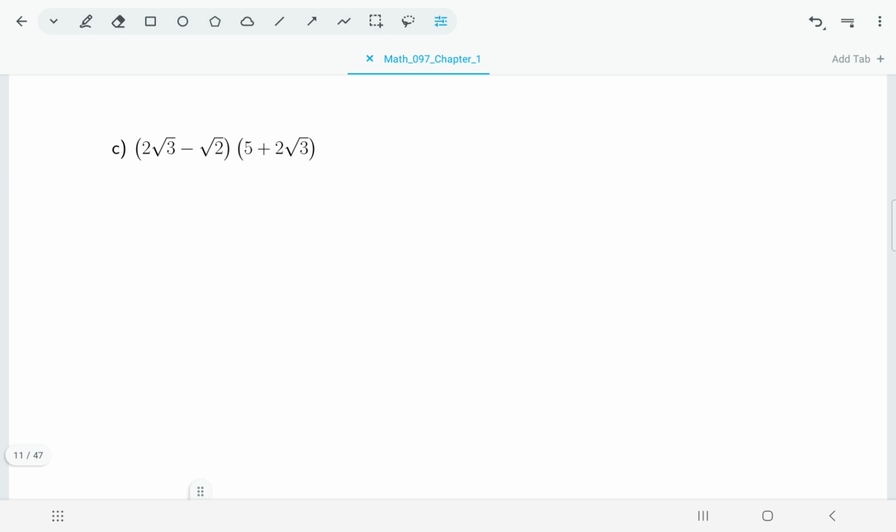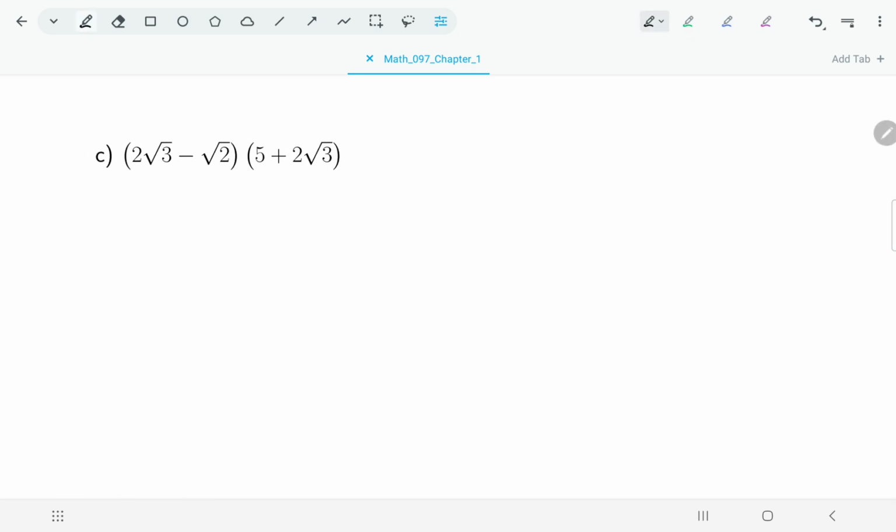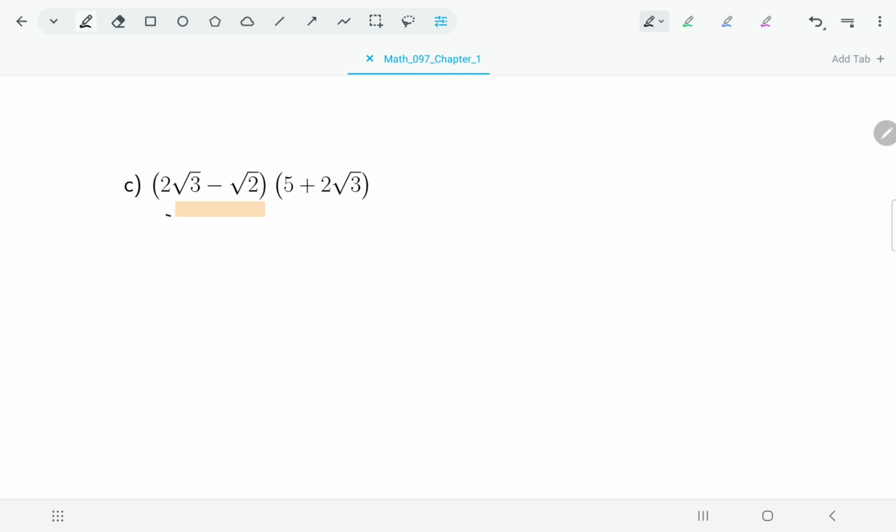Okay, so this one, if we're taking a look at it, I have nothing really for the individual roots that need to be simplified. However, you can see that I've got a two-term expression multiplied by another two-term expression. So for part of my work in simplifying this, I'm going to have to multiply everybody out. That means that everything from the first bracket will need to multiply by everybody in the second.